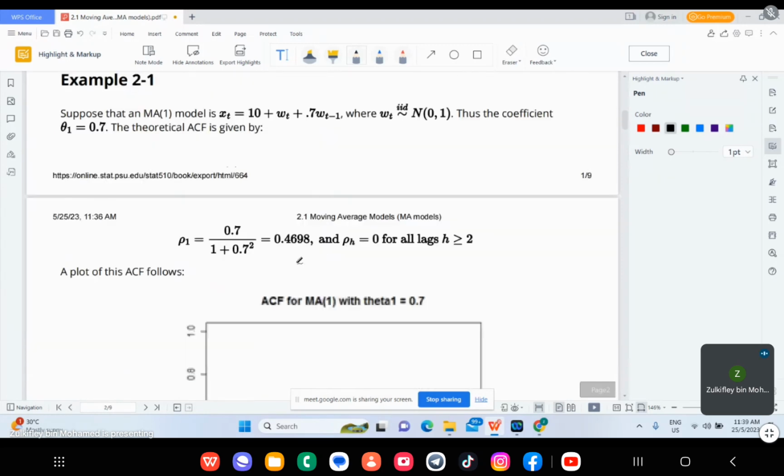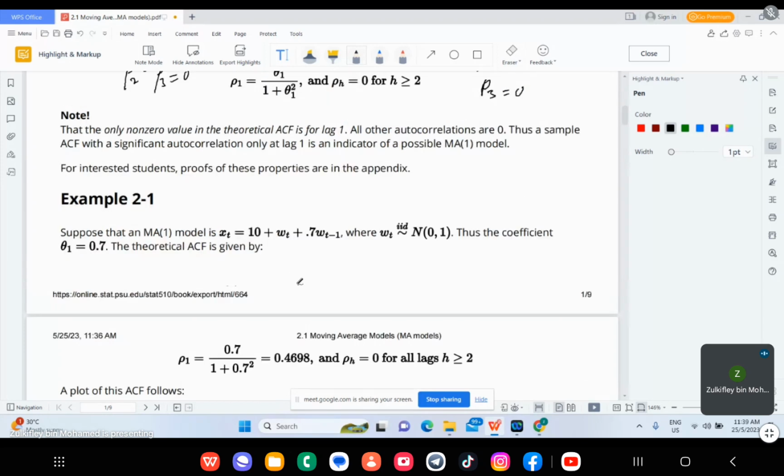So, saya ambil satu contoh. Contohnya, katakan kita ada satu function yi ataupun xt, MA1, this is talking about MA1. yi equal to 10 plus by epsilon I plus by 0.7 epsilon I minus by 1, where EI is identically and normally distributed with mean 0 and variance 1.